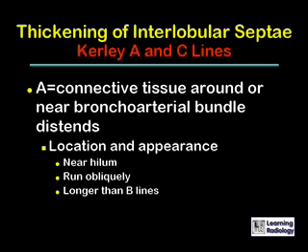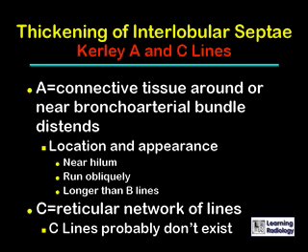Kerley A and C lines. A lines are connective tissue around or near the bronchoarterial bundle, which becomes distended and therefore visible. They're located near the hilum. They tend to run obliquely, and they're much longer than Kerley B lines. There is some question as to whether Kerley C lines actually exist.